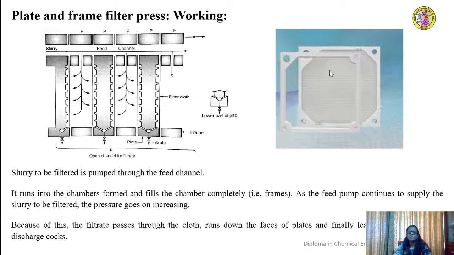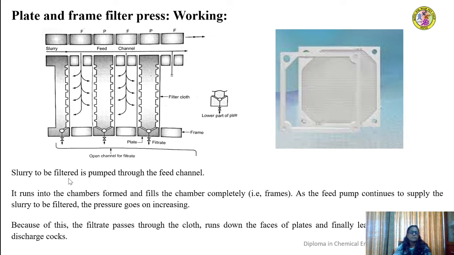Okay, so this is one view of plates and frames. You can see here, this is the frame. It is completely empty at the center, except for the edges, which are solid. But the plate is a fully solid piece, and at the center it has a ribbed surface. So between each plate and frame, you can place a good filter cloth so that when slurry enters here, it fills the empty space here, and from there the filtrate goes out passing through the filter cloth.